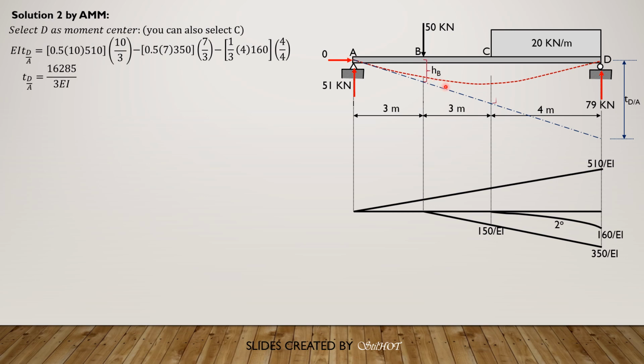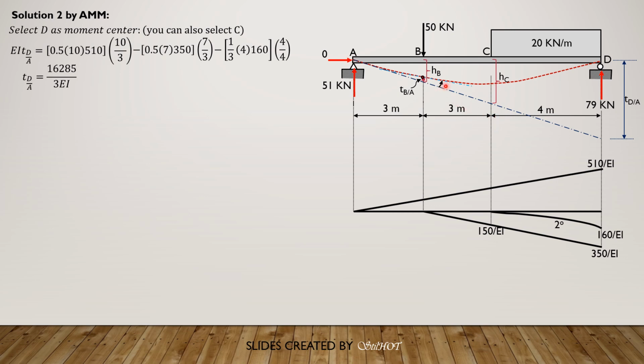Call this H sub B, and this one H sub C, by similar triangles. For theta A, which is negative, it is the negative of the deviation of D relative to A divided by 10. So by similar triangles, this very small division of B relative to A, so that's the deviation of B relative to A.